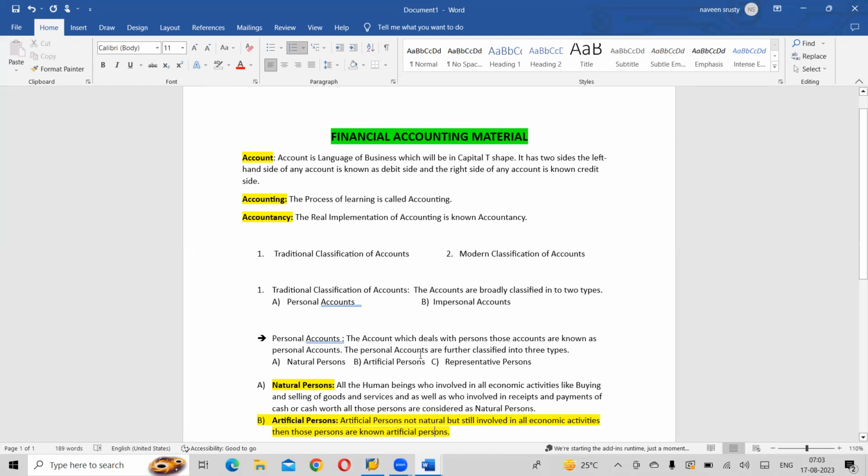Who are artificial persons? Artificial persons are not natural persons. Means they are not human beings, but still they are involved in all economic activities like buying and selling of goods and services and receipt and payment of cash or cash worth. For example, you have deposited an amount in the bank. What will you say? Or you paid college fee. What will you say?